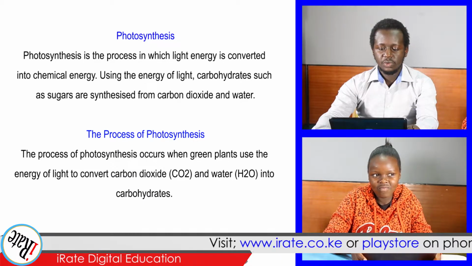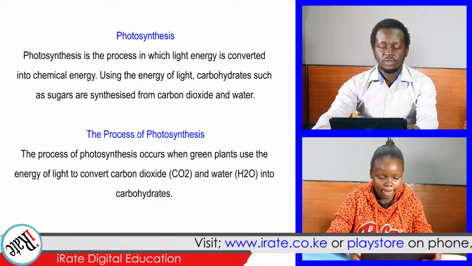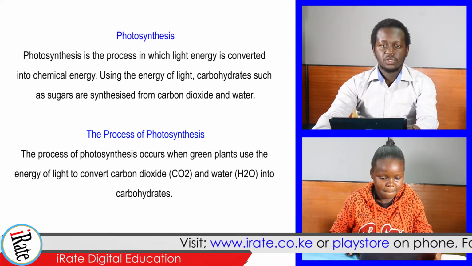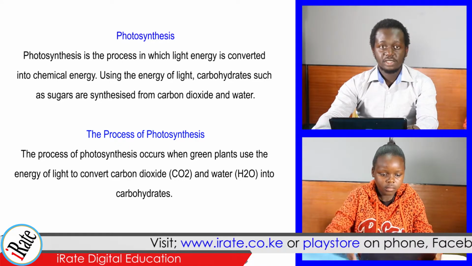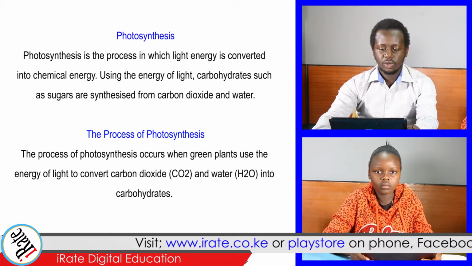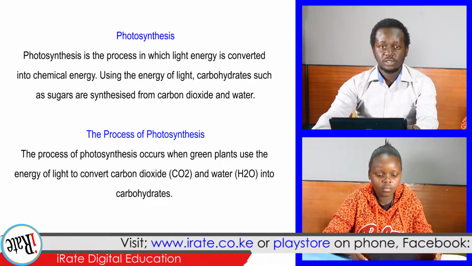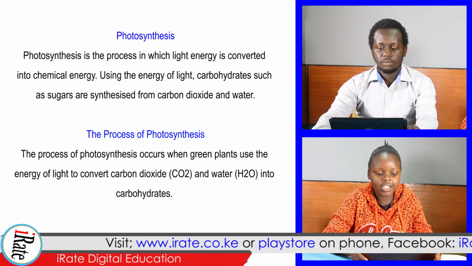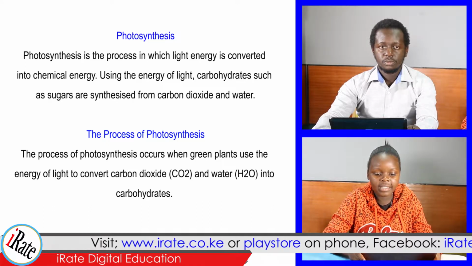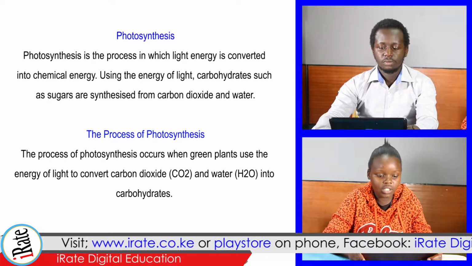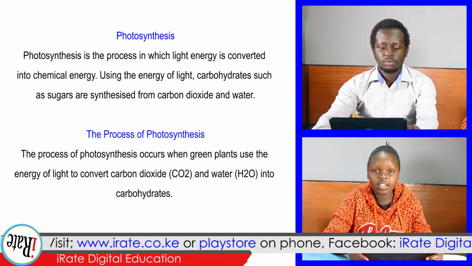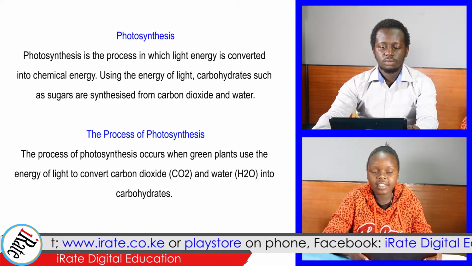Photosynthesis is the process in which light energy is converted into chemical energy. Using the energy of light, carbohydrates such as sugars are synthesized from carbon dioxide and water. The process of photosynthesis occurs when green plants use the energy of light to convert carbon dioxide, that is CO2, and water, that is H2O, into carbohydrates.